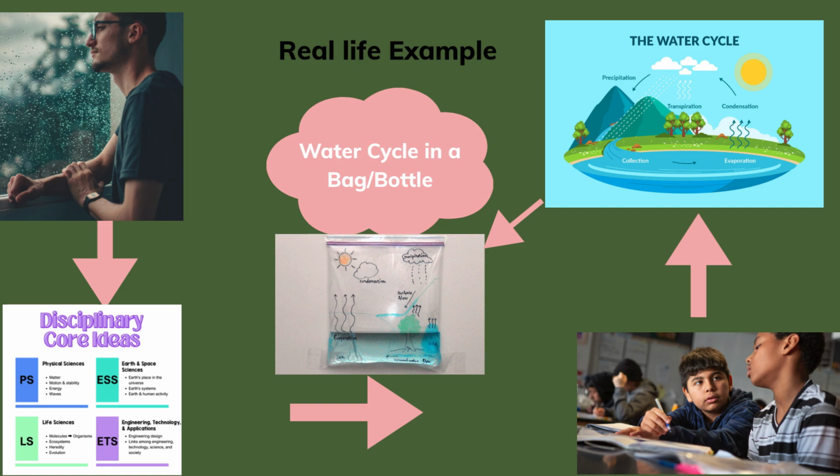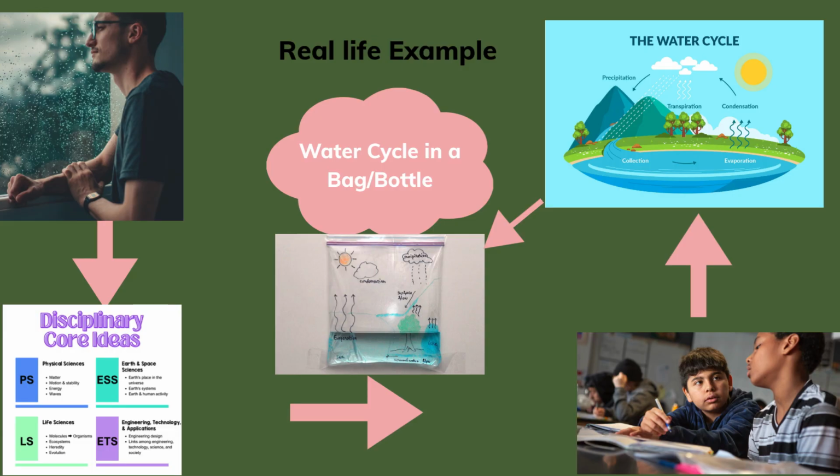To show how all these components of sense making work together, I will explain how we could use this process in a real life experiment. First, starting with the photo in the top right, this image shows a man watching the rain from the window. This will be our phenomena. Rain is a natural occurrence which is being observed by the person.